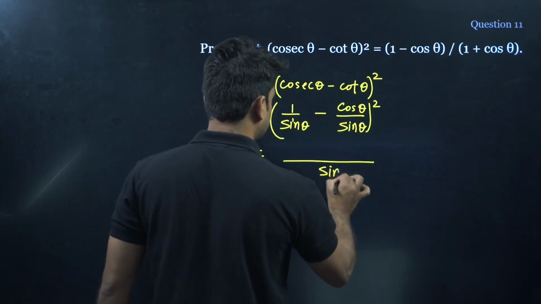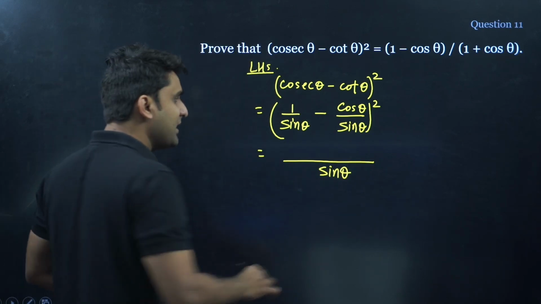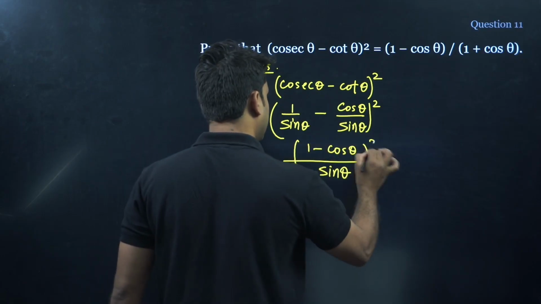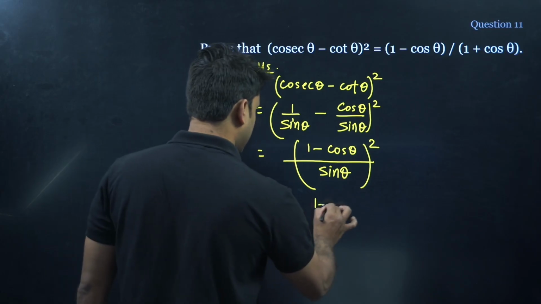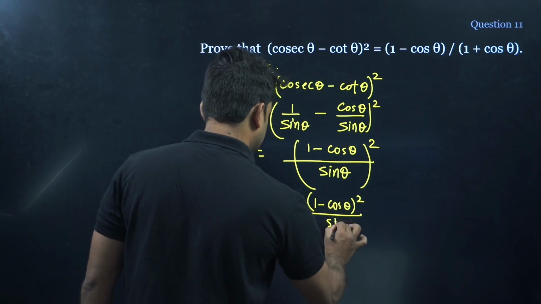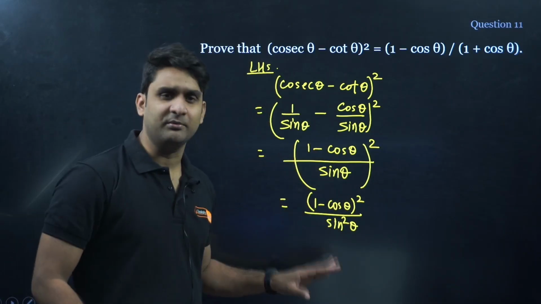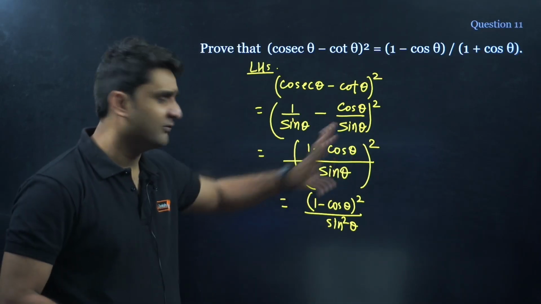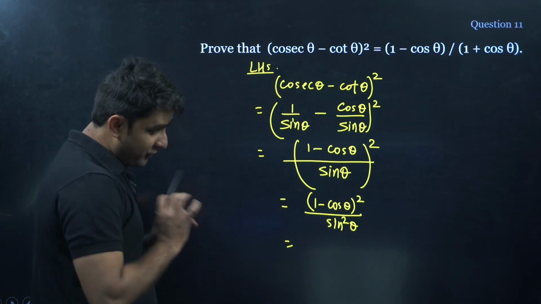Now, can we take common here? Sin theta will come as common, because in the denominator sin theta is there. Now 1 minus cos theta will remain as it is, in square form. Clear, everyone? Now can we write here (1 minus cos theta) square and sin square theta? Actually I am writing the square of the numerator and denominator separately, because this entire fraction was in square form.